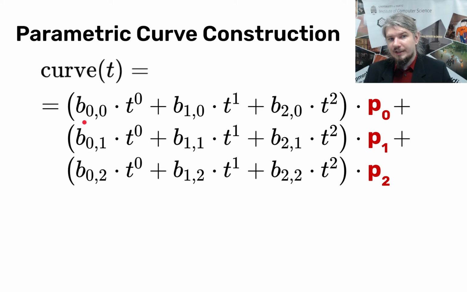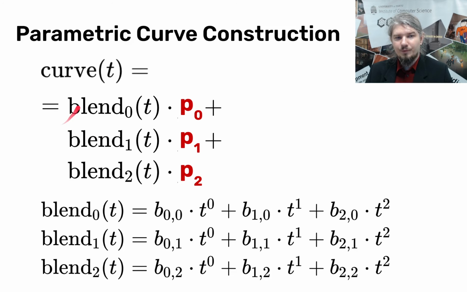Now that we have reordered these terms, we can see that our curve is actually going to be some combination of the control points. So we take some amount of P0, some amount of P1, and some amount of P2. What amount exactly? Well, this will depend on the t and of course the blending matrix. But overall, we can group these equations into functions. We can say that these are blending functions.